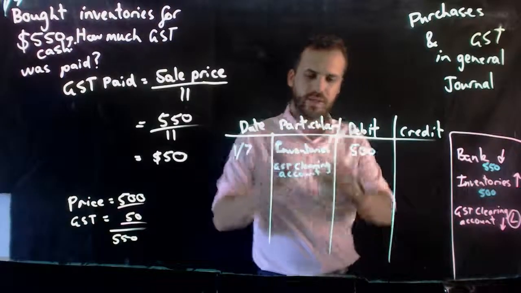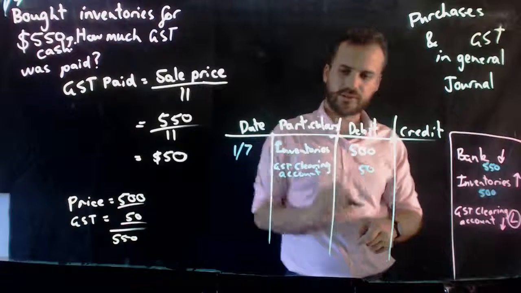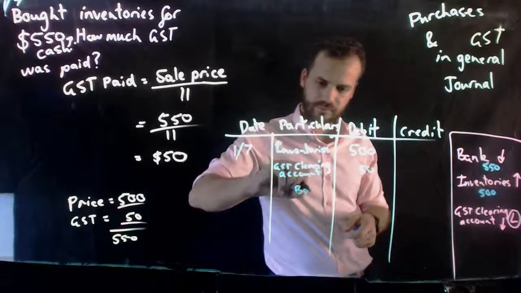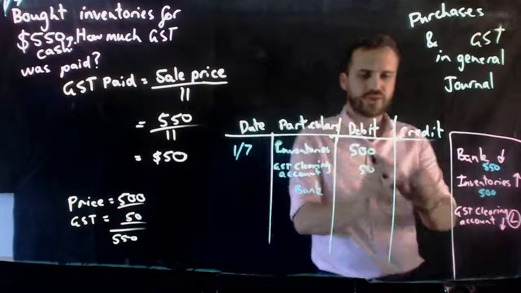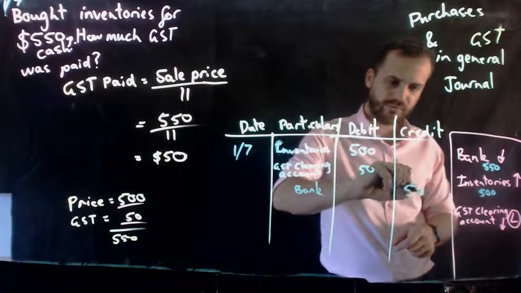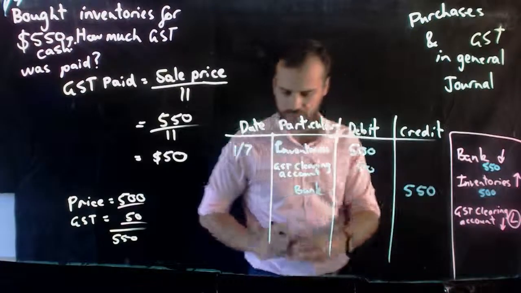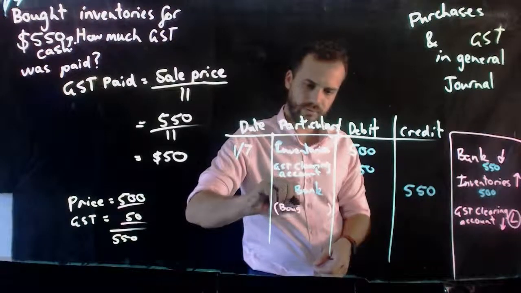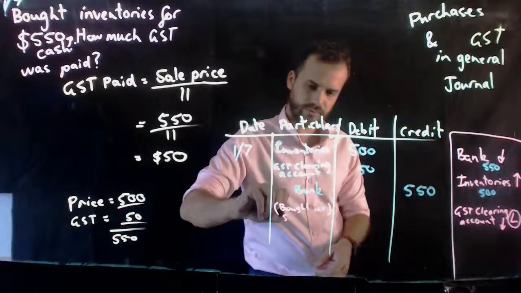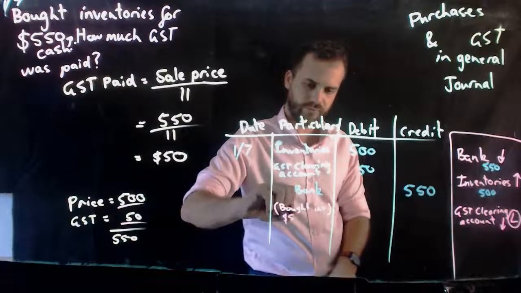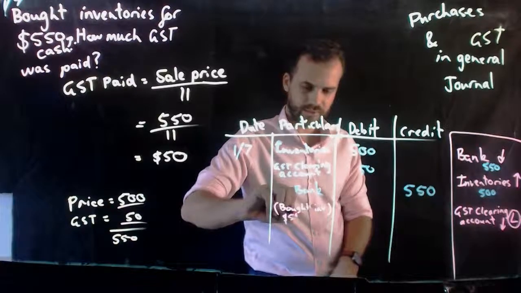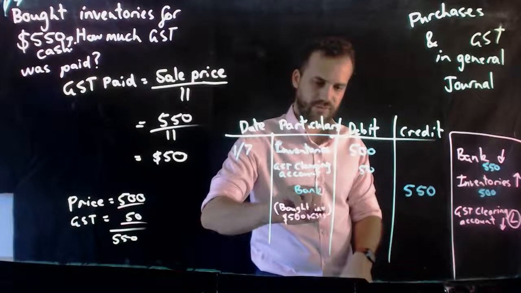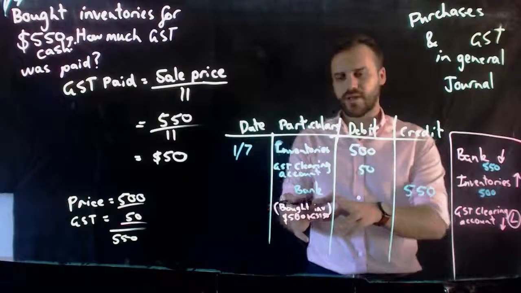Should all fit on one line. GST clearing account, $50. And our last one here is, we'll call it bank. And our bank gets credited $550. Now don't forget to journalize. Bought inventory, 500 plus GST 50. Okay, something like that.